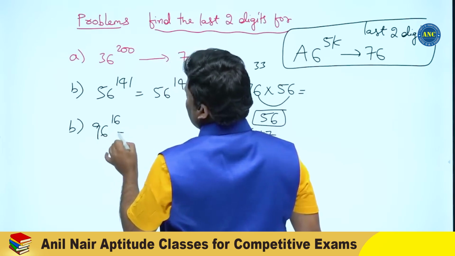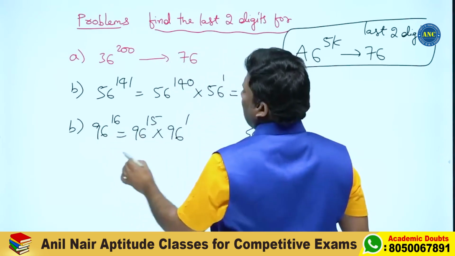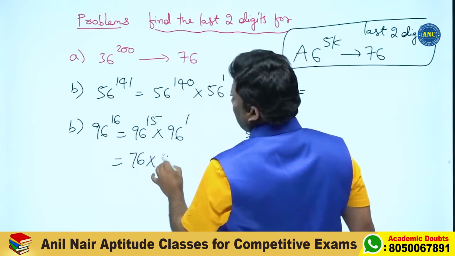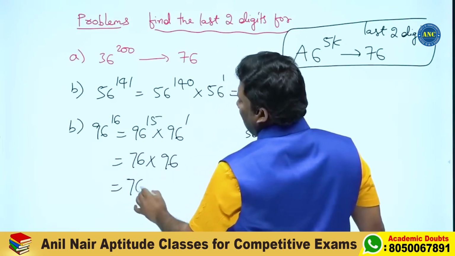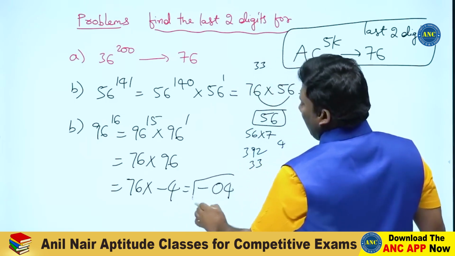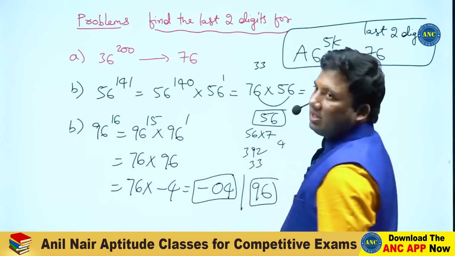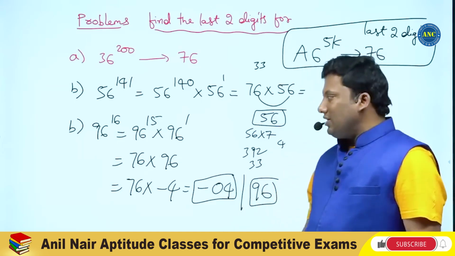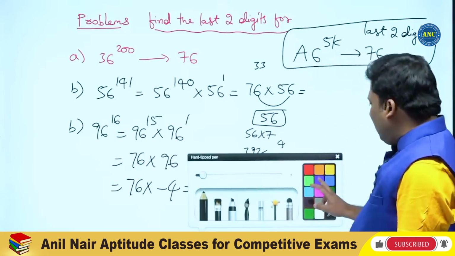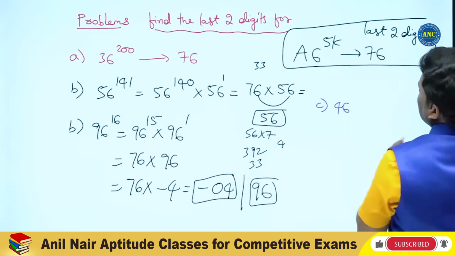96 power 16. It is 96 power 15 into 96, which is 76 into 96. 96 divided by 100 gives a negative remainder of minus 04. Positive remainder, it is 96. Extremely easy question, sir.